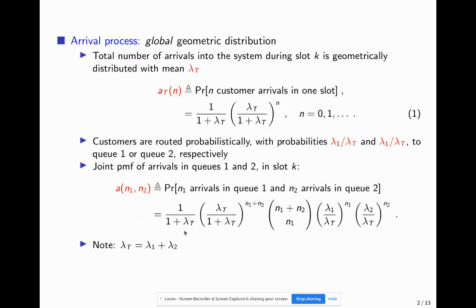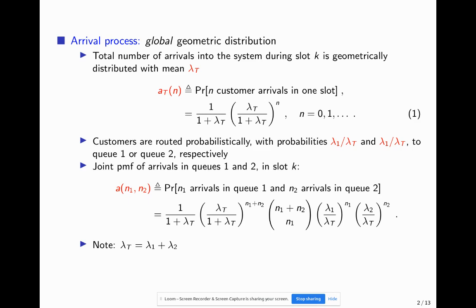And in this talk, we assume a very specific arrival process, which we call the global geometric distribution, which I will explain now. For the global geometric distribution, the total number of arrivals into the system during a slot is geometrically distributed with a certain mean. And this implies that the probability mass function of the arriving customers during a slot is given by this expression.